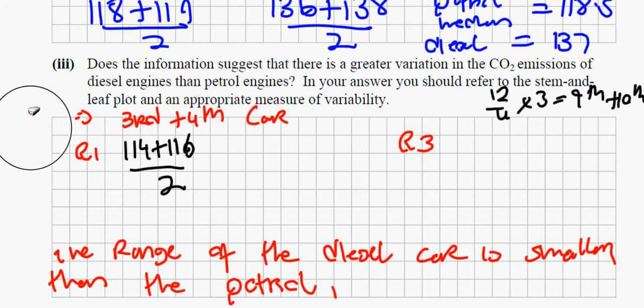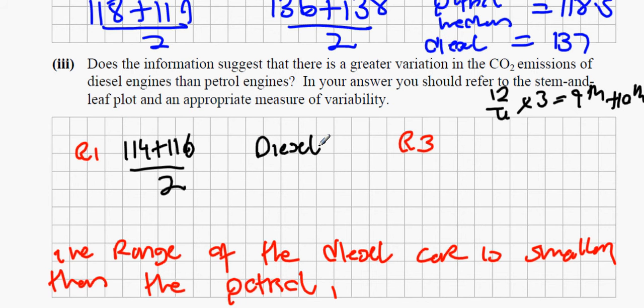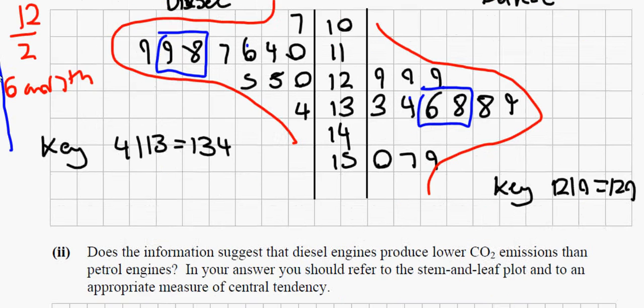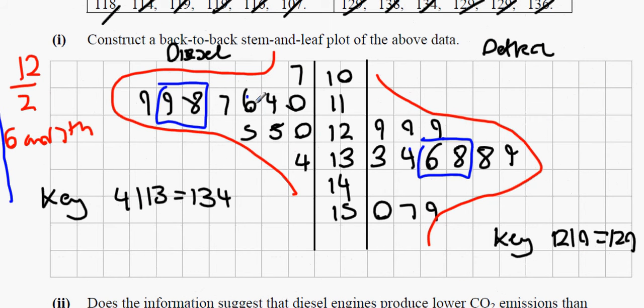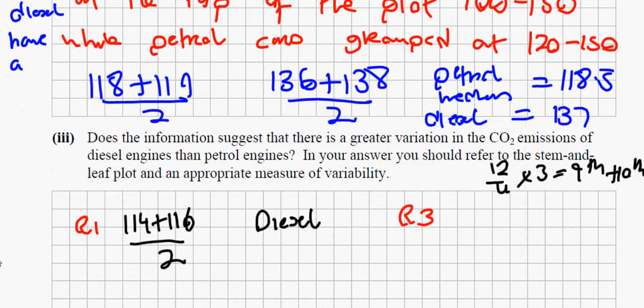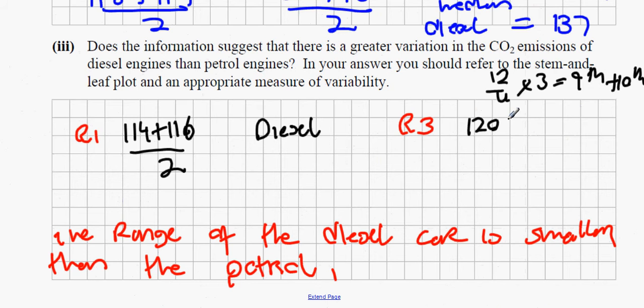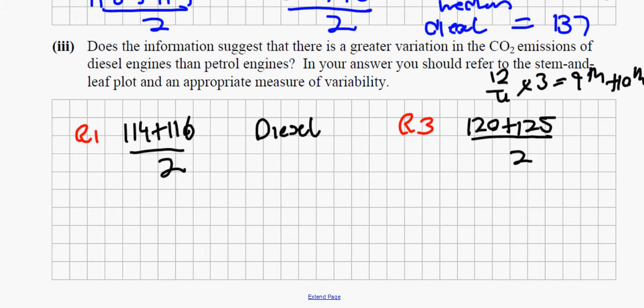Okay, so we can just rub this out for a minute and do the interquartile range of diesel and petrol, because that's diesel. Q3 is the 9th and 10th car for the diesel. So 1, 2, 3, 4, 5, 6, 7, 8, 9, 10. So 120 and 125, 120 plus 125 divided by 2. Now, in general, the interquartile range is more reliable than the normal range, because it takes out the extreme values.